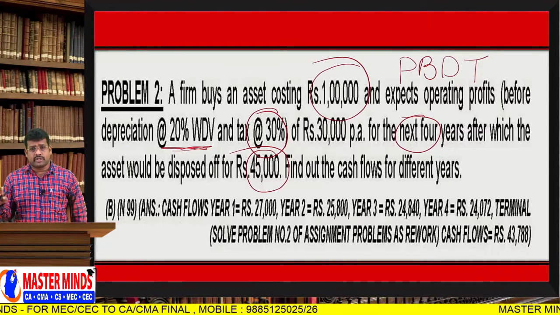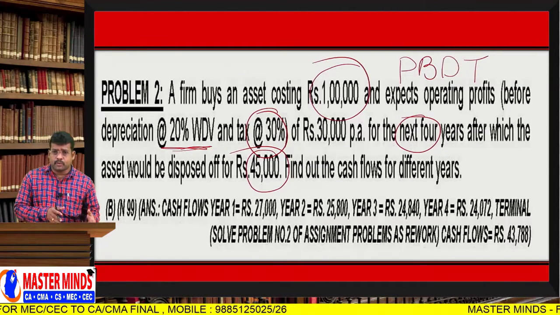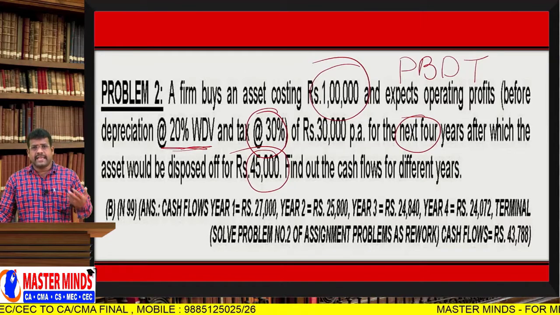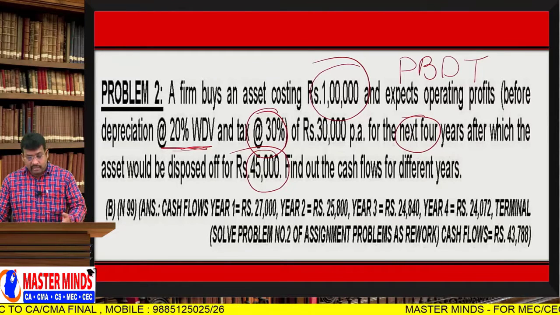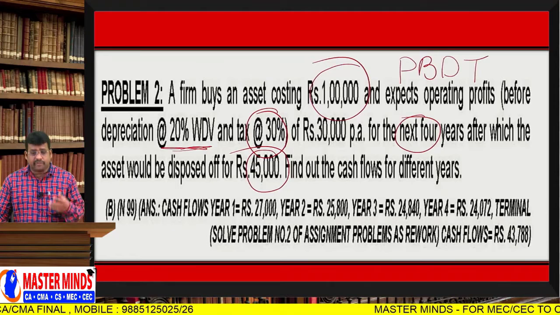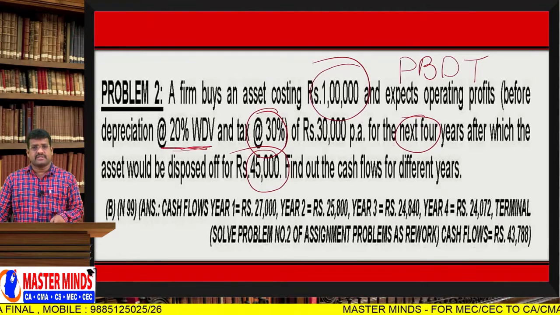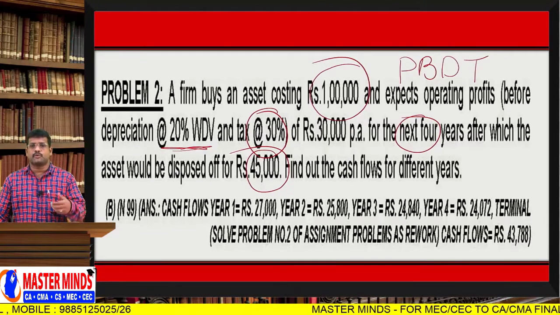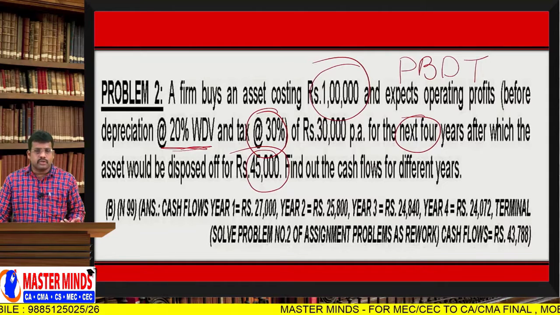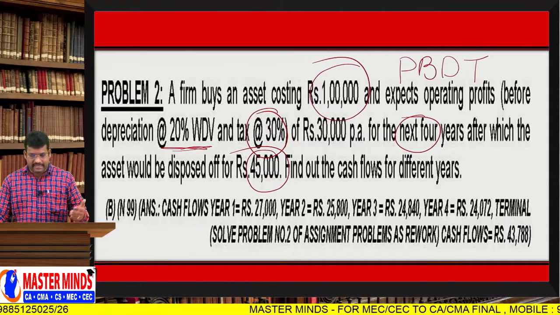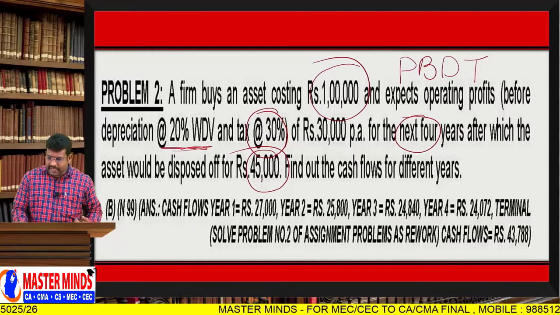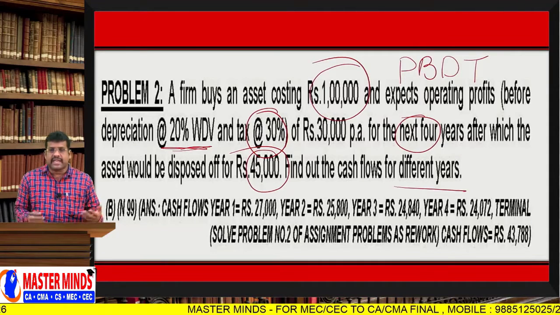The life of the project is 4 years, which means every year you are supposed to get an operating cash inflow. At the end of the period, you get the terminal cash inflow. Here you are going to scrap the asset for 45,000. In this transaction, if you get a capital gain, you are supposed to pay tax. If you get a loss, you are supposed to get a tax shield. That is what we are going to find out. Finally, it asks us to find the cash flows.